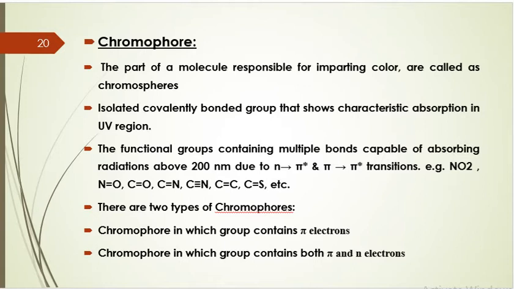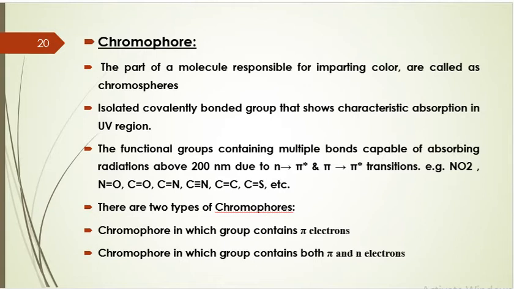Examples are nitro groups, N double bond O groups, carbonyl groups, C double bond N, C triple bond N groups, or in case of alkenes, C double bond C, or C double bond S group. Such functional groups are capable of acting as a chromophore.